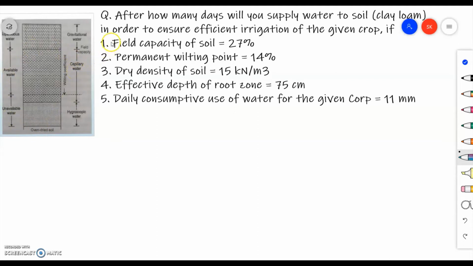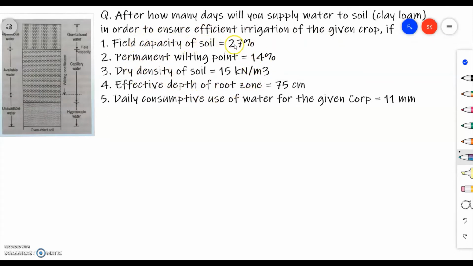First, we will read this problem loudly so that we will be able to solve the problem very easily. I will just dictate the terms. After how many days will you supply water to soil, clay loam? So the type of the soil is a clay loam, in order to ensure efficient irrigation of the given crop. Now these are the different terms, the inputs given for this particular problem.